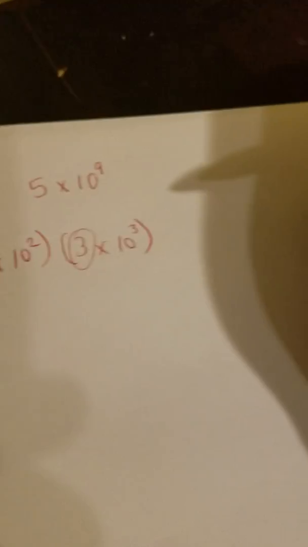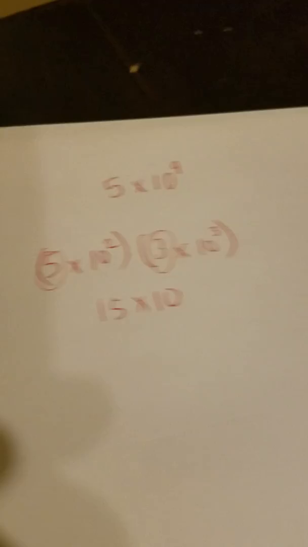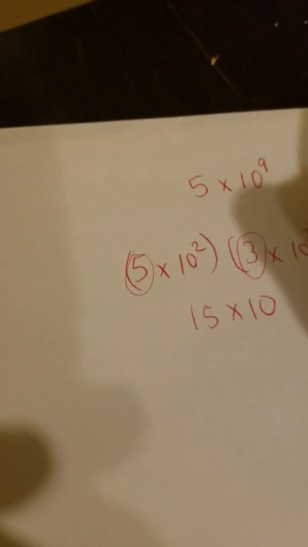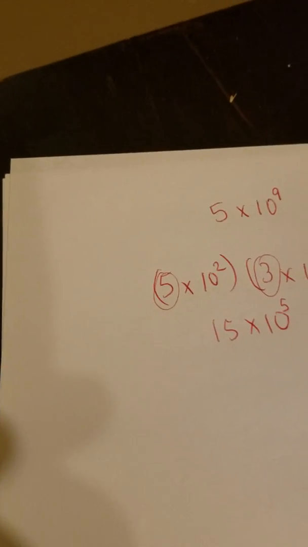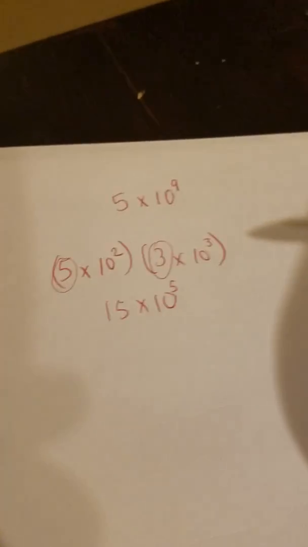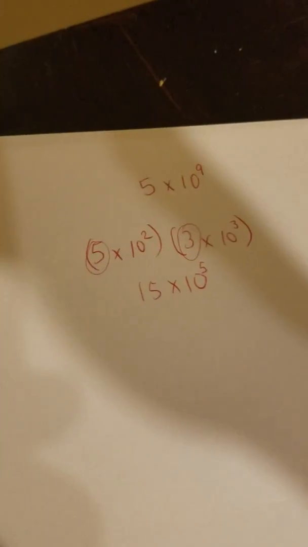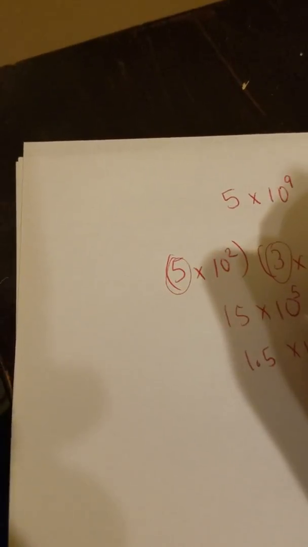We'll multiply the coefficients first. 5 times 3 is 15. Then we add the exponents. 3 plus 2 is 5. So that would give me 15 times 10 to the power of 5. Again, this is not scientific notation until we reach one digit, then a period. So 1.5 times 10 to the power of 6.